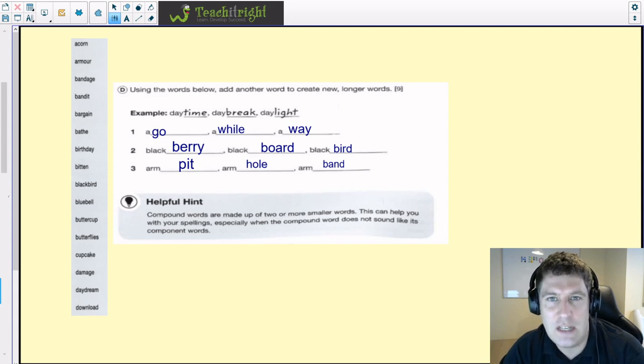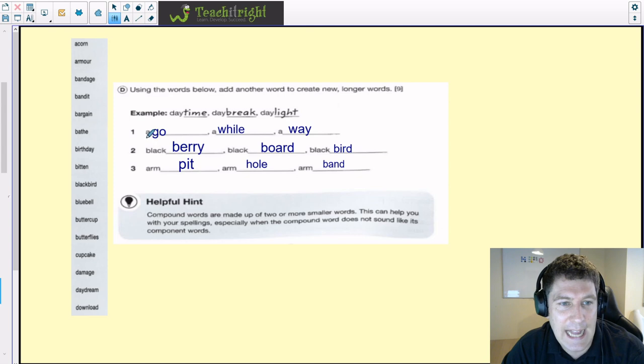There are some quite challenging compound words out there. If I put, for example, see and thing together, seething. So there are some really difficult ones. But what you've got to do here, you've been given a word, and you've got: a go, a while, away, blackberry, blackboard, blackbird, armpit, armhole and armband.